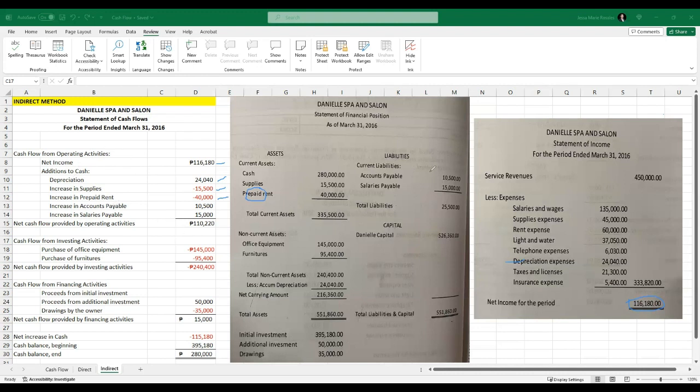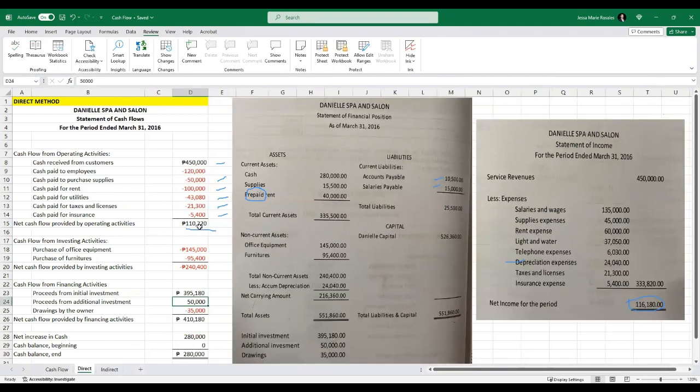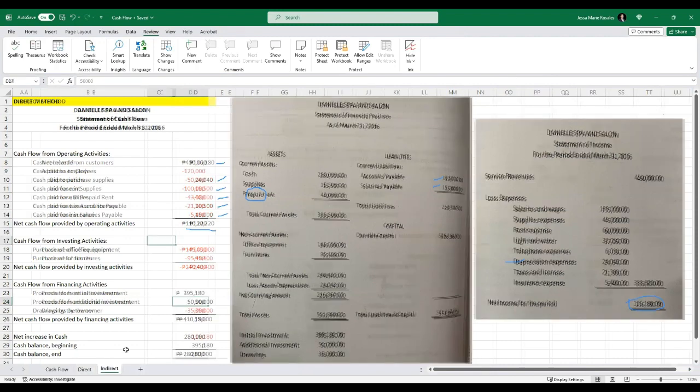Next, from 0 to 10,500, so nag-increase si accounts payable og 10,500. I-add nato balik. Diba? Kay naa tay payable, meaning wala pa nato napagawas ang kwarta. Same with salaries payable from 0 to 15,000. So nag-increase siya og 15,000, add balik. Okay. So which brings us to net cash flow provided by operating activities 110,220, which is same lang using direct method. Okay? Same lang ang net cash flow nga atong nakuha.